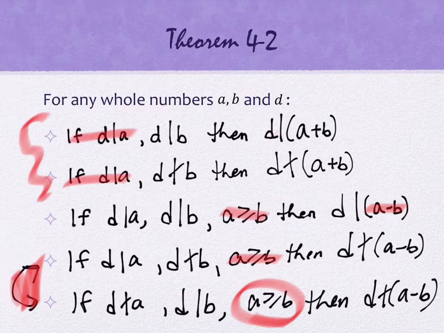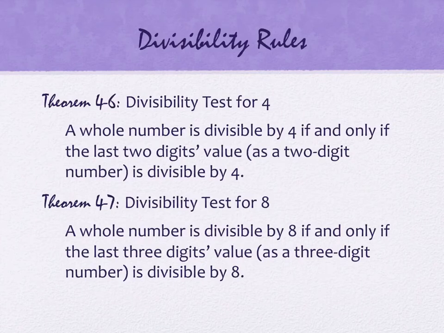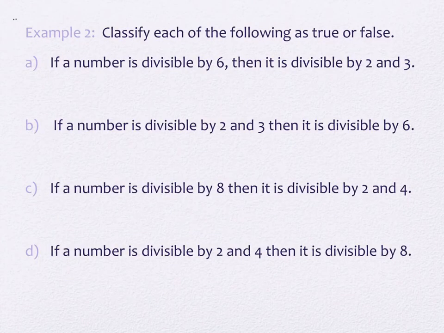And the last two are just flip-flops of each other in terms of the way they're structured. But they're saying if we have one of them divisible and the other one not, then when we subtract them, the subtraction will also not be divisible by D. So thinking about that and some of our divisibility rules specifics that we did before, we're going to take a look at a couple of different examples that interweave a lot of that together.